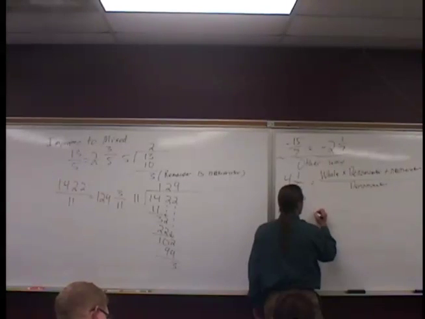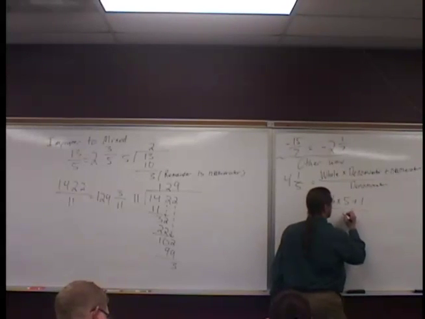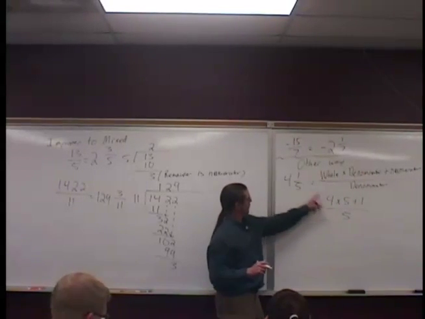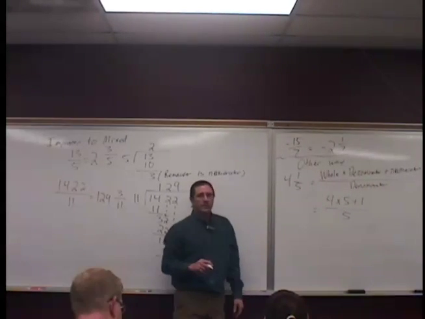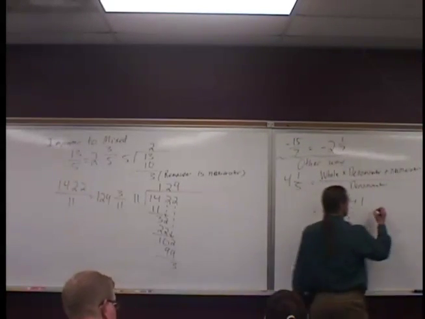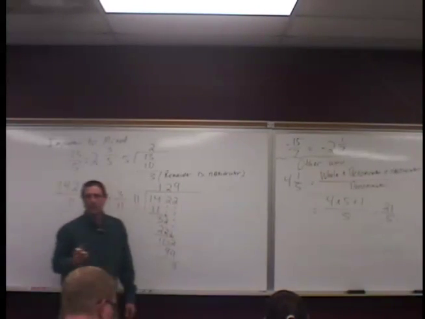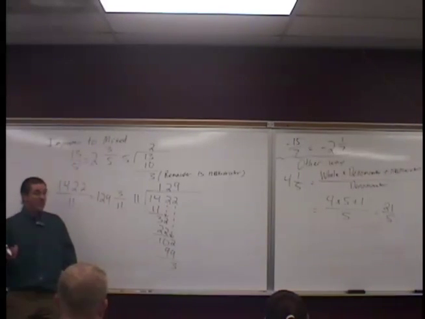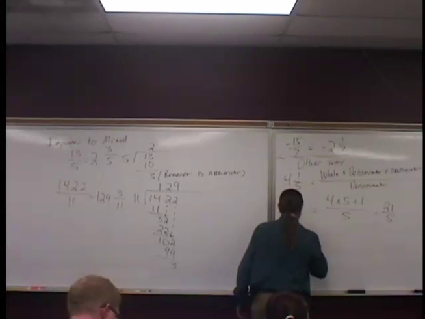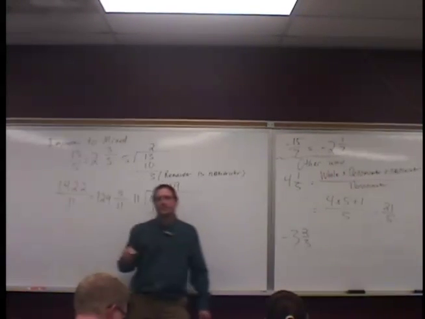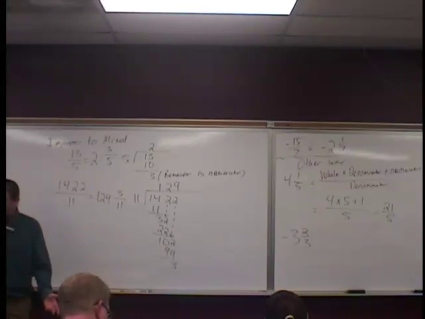So to convert this to an improper fraction, whole number times the denominator plus the numerator, (21/5). If it's negative, just be careful. Treat the negative number at the very end.